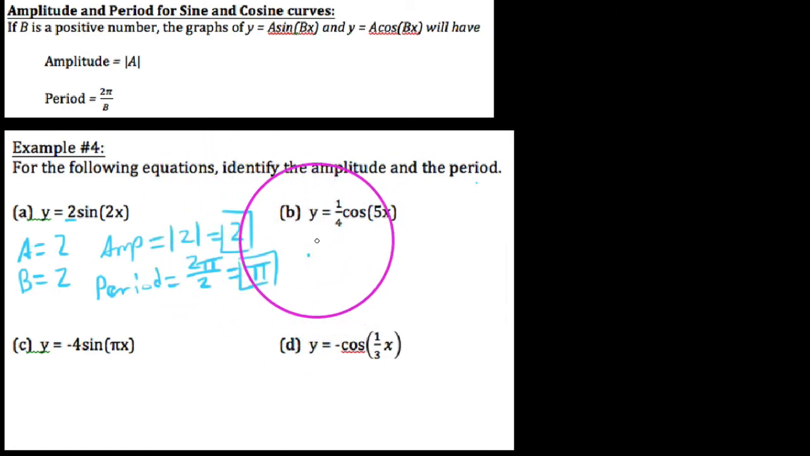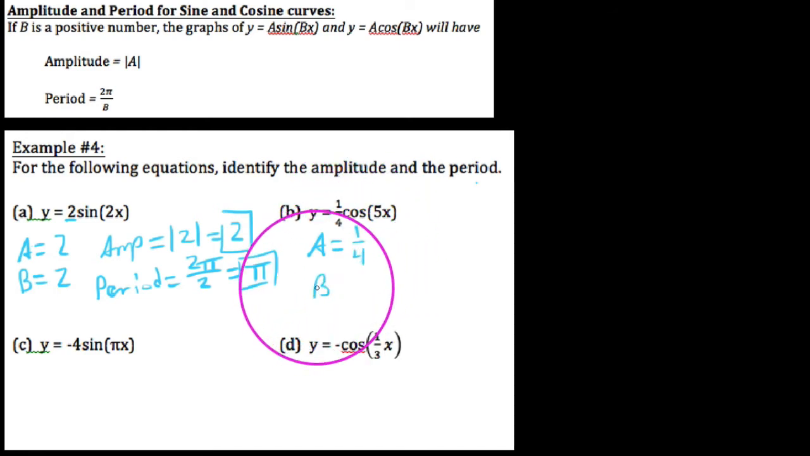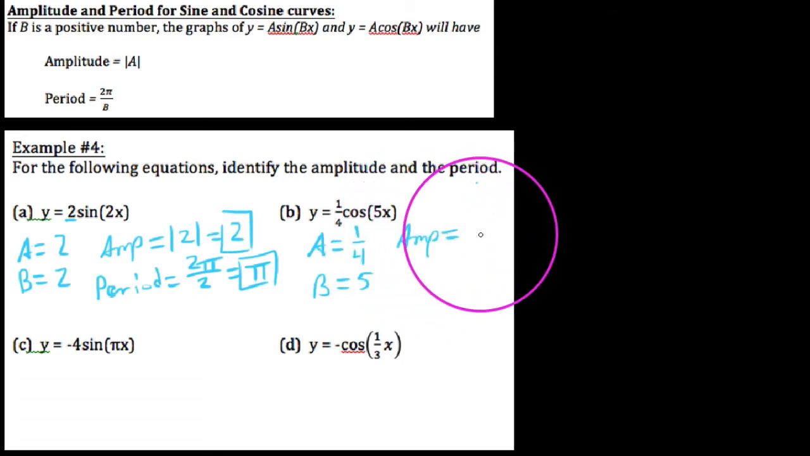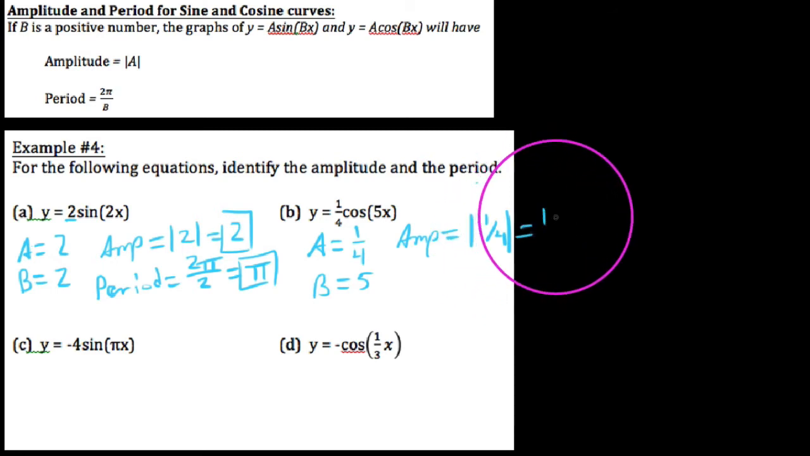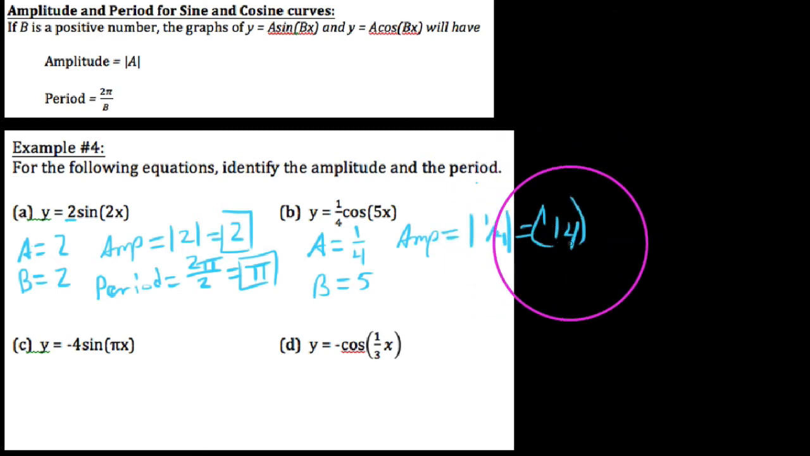On this next one, the a value is 1/4 and the b value is 5. So the amplitude of this graph is the absolute value of 1/4, which is itself 1/4.